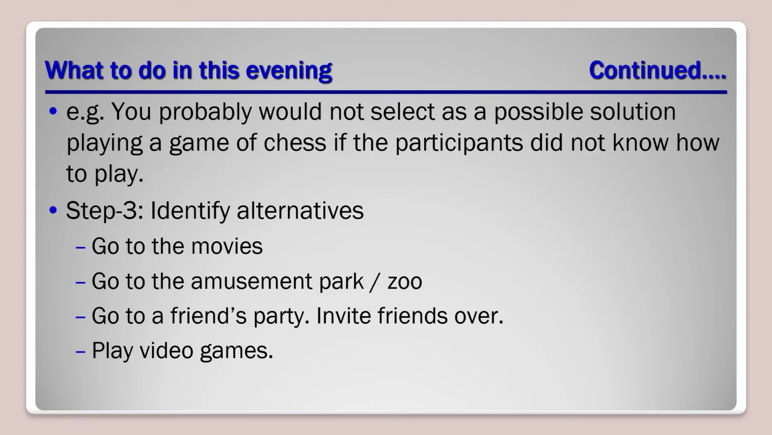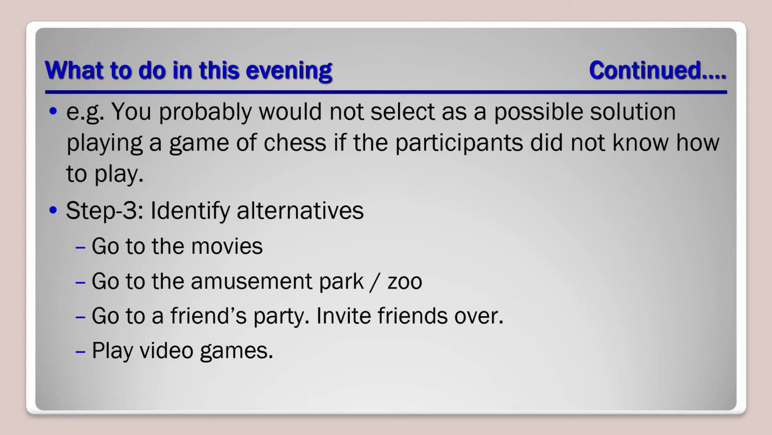Okay. Now, for example, you probably would not select playing a game of chess as a possible solution if the participants did not know how to play. It is obvious. If you are 5 to 6 friends and you want to spend a very good evening, it is obvious that you will not go for chess if 50% of your friends are unsure or don't know how to play. Likewise, you will not select the swimming pool if 50% of your friends don't know how to swim. So it is obvious.